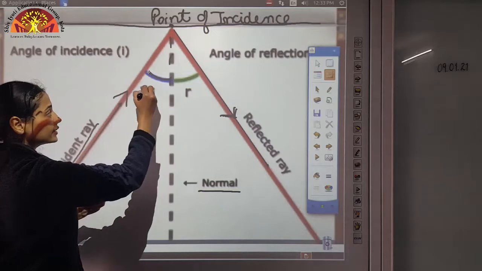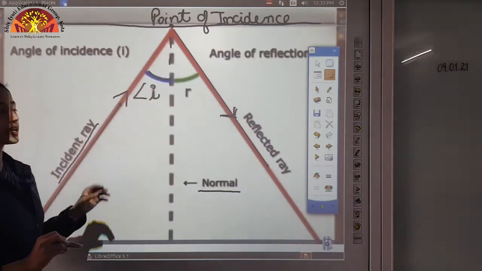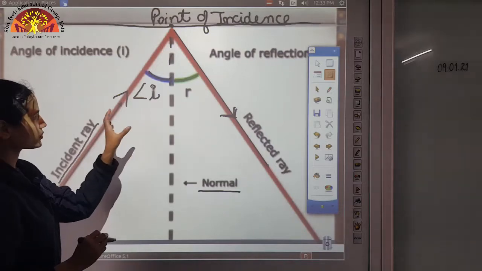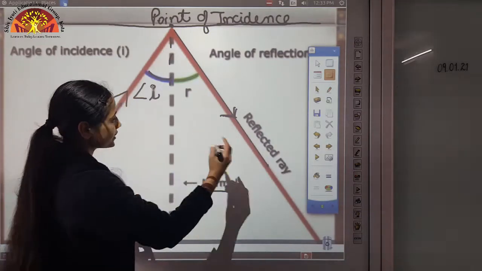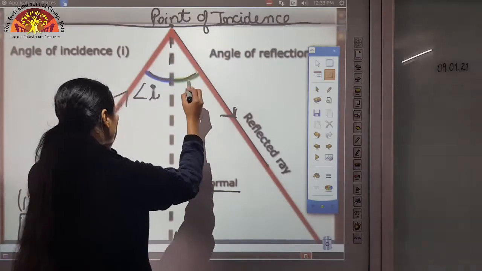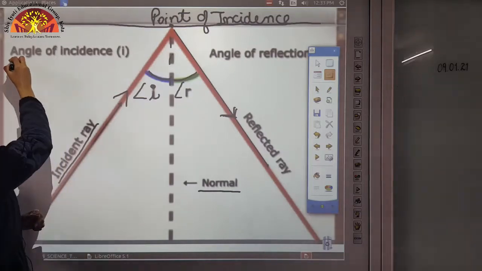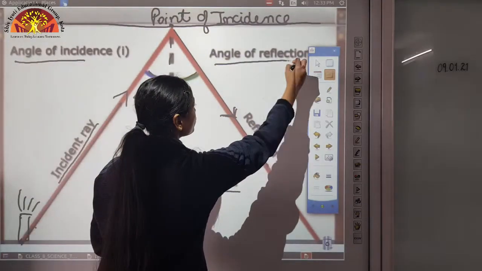So this angle is known as angle of incidence. What is it known as? Angle of incidence, and it is represented by angle I. And here the reflected ray is also making some angle with this normal. So that angle is known as angle of reflection. So, angle of incidence and angle of reflection.